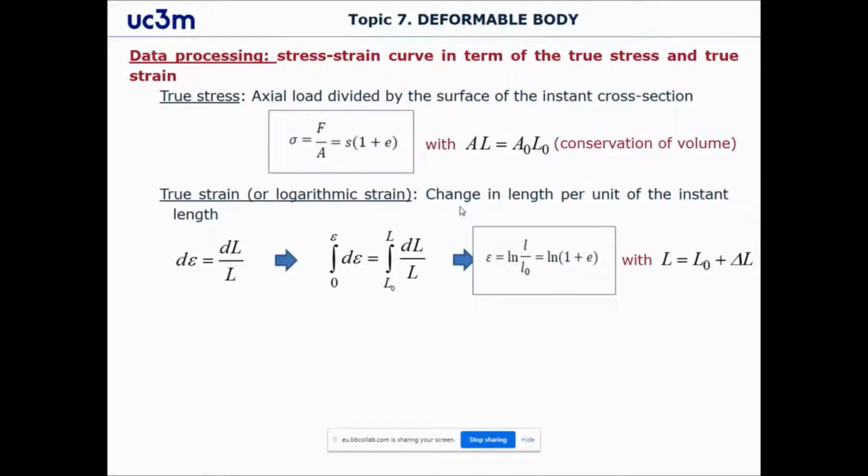This true strain quantity is defined using the differential version of a strain, in which the differential of a strain is equal to the infinitesimal small change in the length over the instantaneous length. Also here is the instantaneous length. We solve using this integral between 0 and epsilon. We'll find that our true strain is given by the natural logarithm, or the Neperian logarithm, of the length over the initial length.